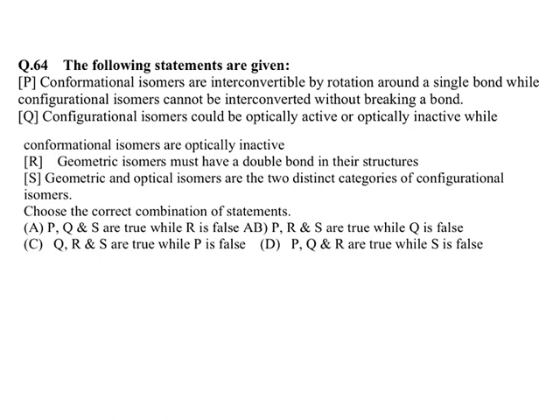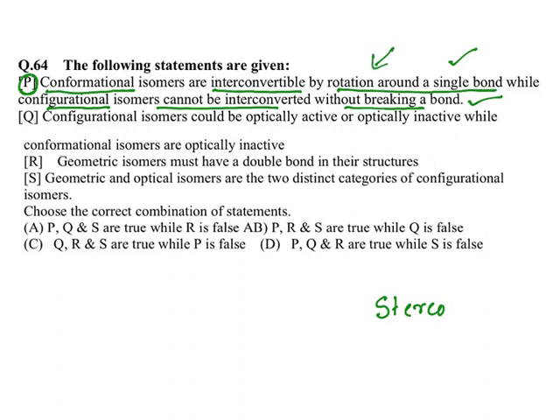The last one. Look at this. The following statements are given. This is very important, especially related to stereoisomerism. Conformational isomers are interconvertible by rotation around a single bond. This is true. While configurational isomers cannot be interconverted without breaking a bond. Absolutely true. In fact, these are the definitions for conformational and configurational isomers. Understand them. Conformational, interconvertible, rotation around single bond. Configurational, they cannot be interconverted without breaking a bond.